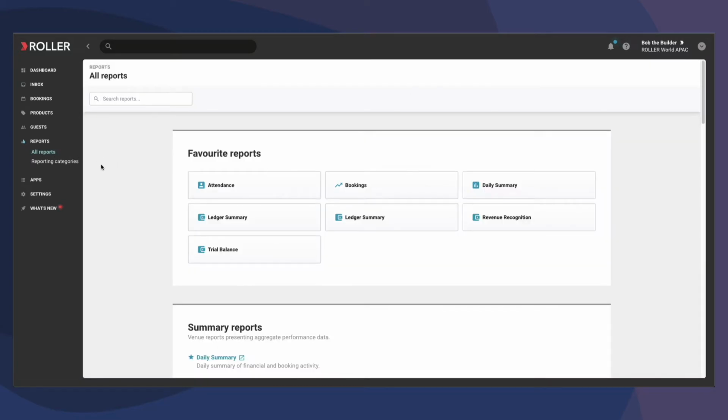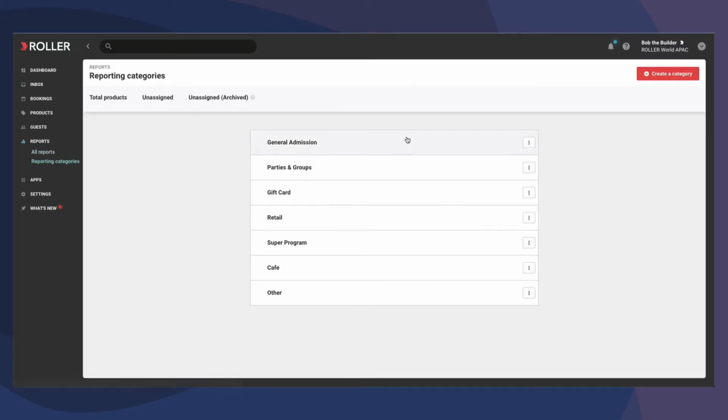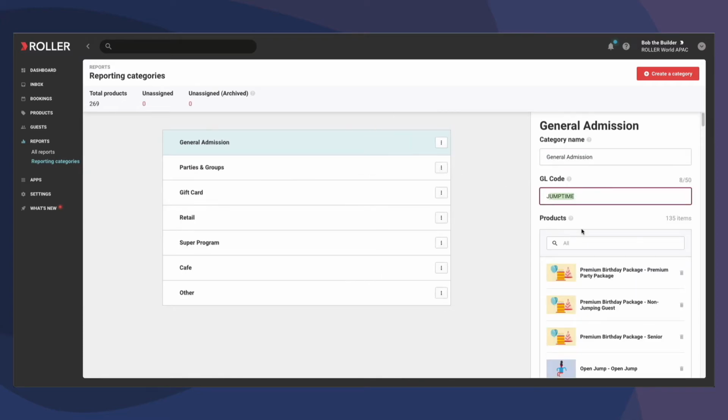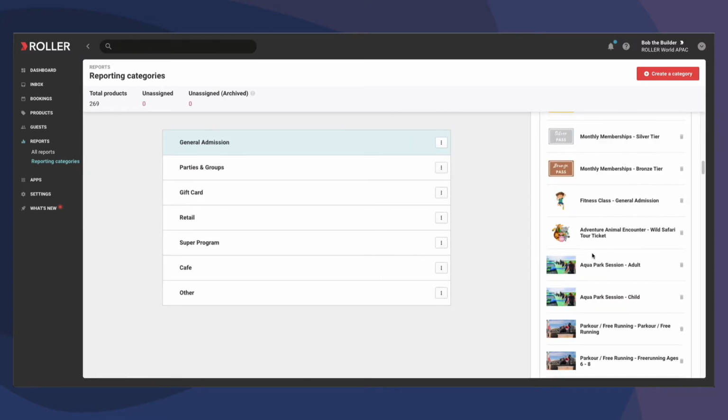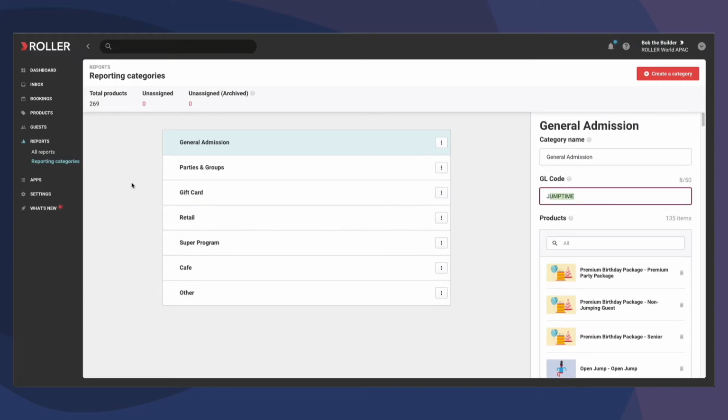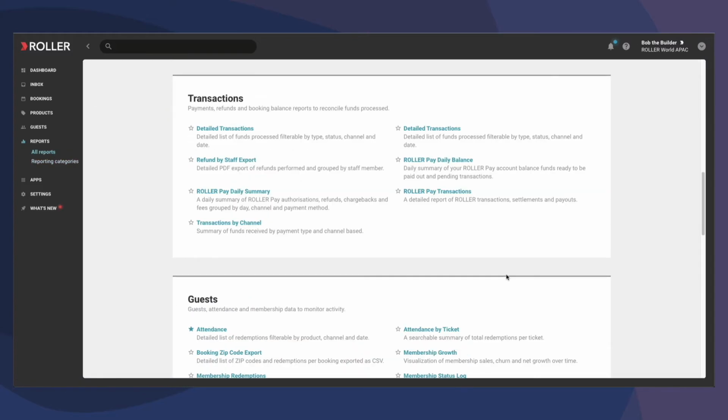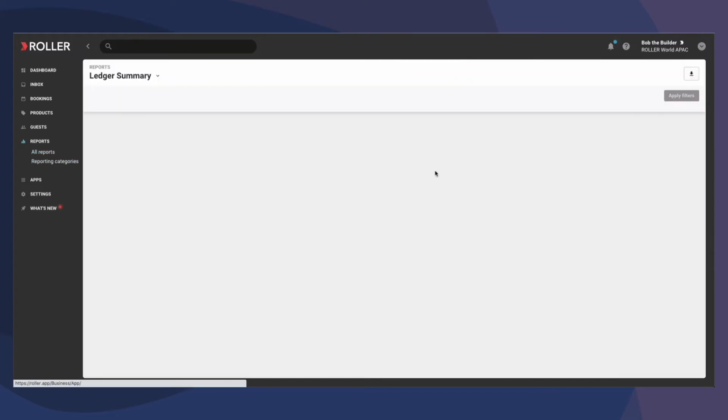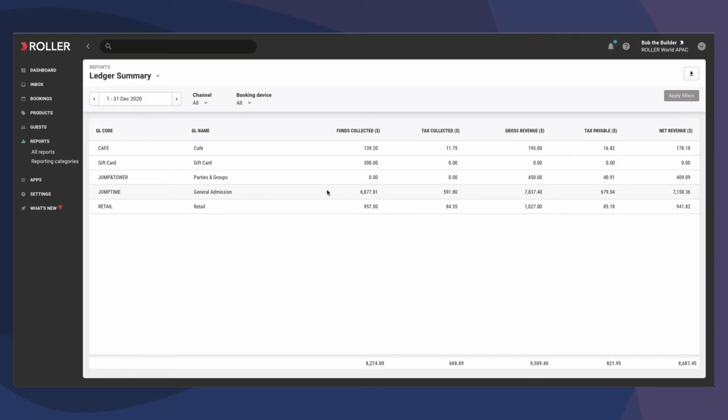If you need to report on an accrual basis, we highly recommend setting up your reporting categories and GL codes before completing any accounting or financial reporting in Roller. This will help group revenue figures into general ledger codes to match any third-party accounting software you may utilize. Once your reporting categories are set up, you can head to the ledger summary report, which will summarize funds received and net revenue segmented by general ledger code.